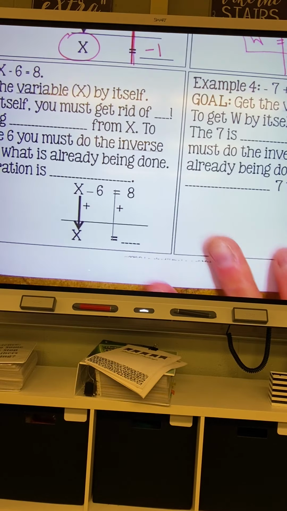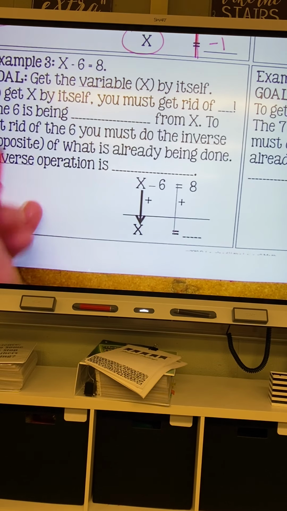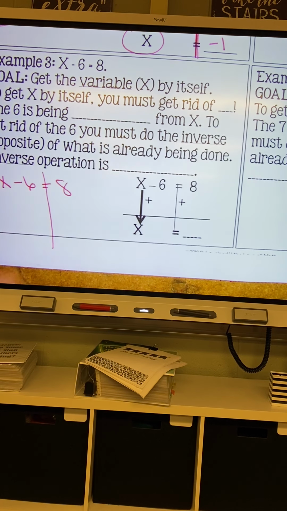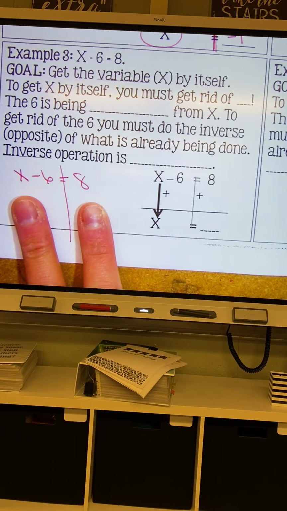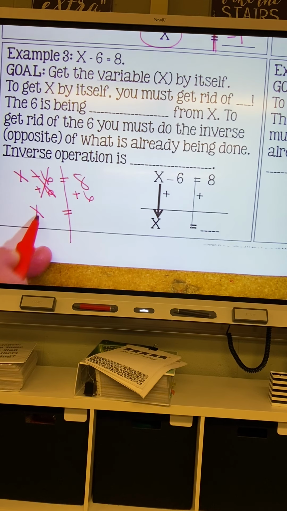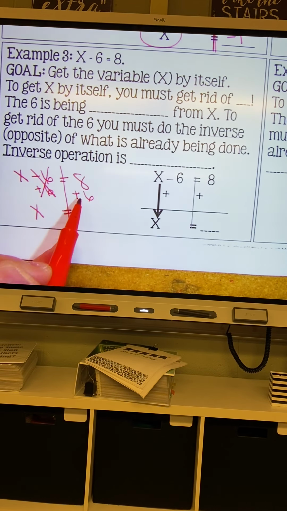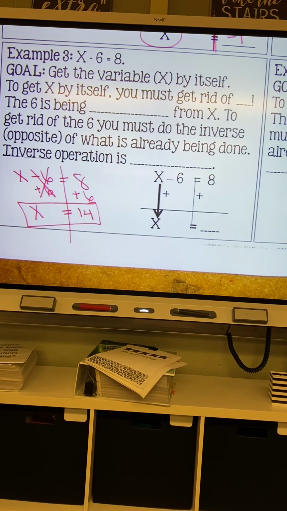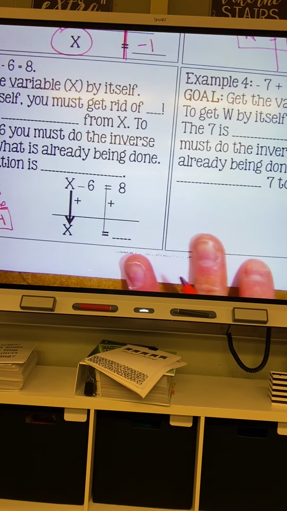Couple more. Here I've got x minus 6 equals 8. I'm drawing a line down my equal sign. I have two different sides. I want to get x by itself. Since it's x minus 6, I'm going to add 6 to both sides. Whatever you do to one side, you have to do to the other side. You have to be fair. Minus 6 and plus 6 makes 0, so I'm going to cross that off. So I'm left with the x on that side of the equal sign. 8 plus 6 gives me 14. So x equals 14.